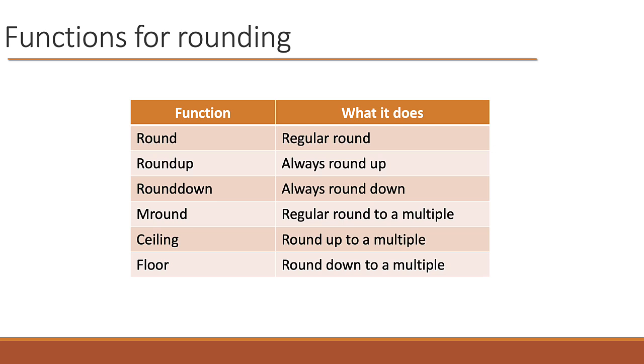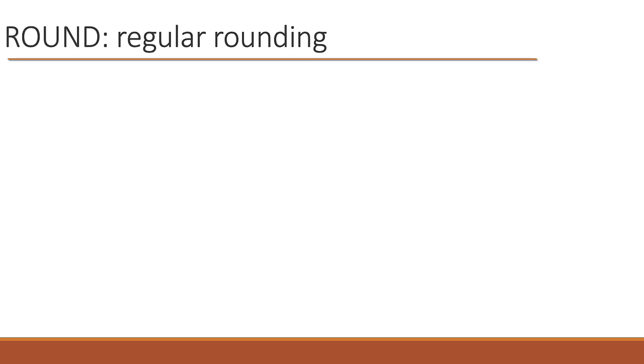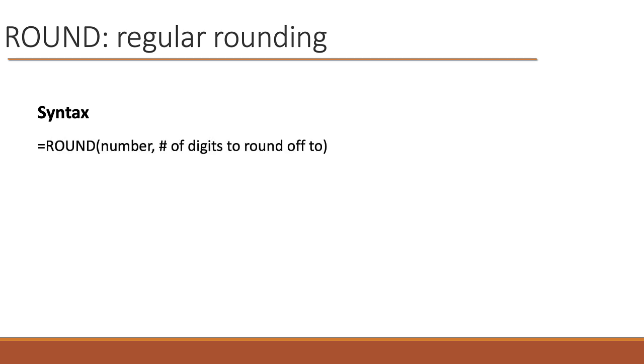And it always rounds away from 0, so if you round a negative number, it will work just like a positive number, but with a minus sign. If you use the round function with a whole number, it won't do anything. So let's take a look at the syntax for the round function. It's pretty straightforward. We say equals round, feed it the number that we want to round, and the number of digits that we want to round off to.